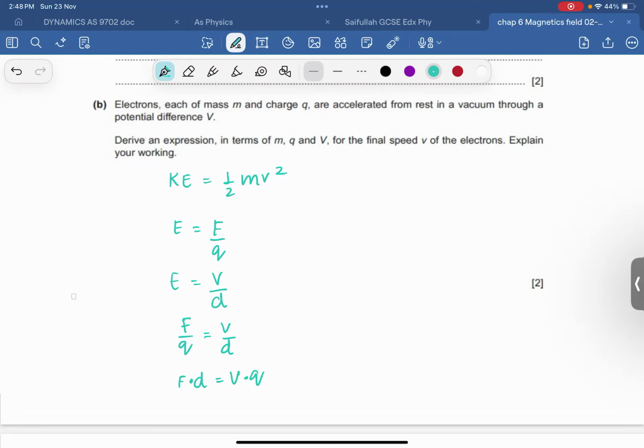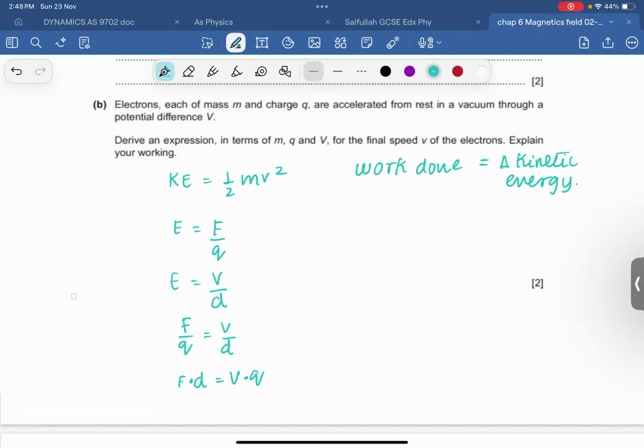And we know that if the charged particle is moving, the work done will convert into the change in energy, right? So we can say that work done is equal to change in kinetic energy, right? This is our explanation.